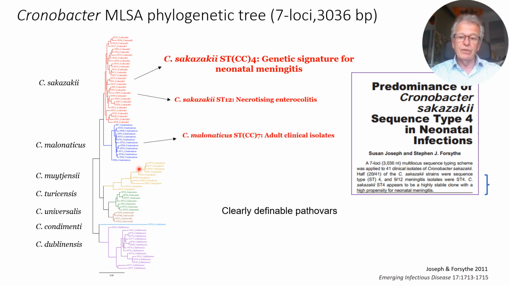The other pathovars are your sequence type 12, which we find more associated with necrotizing enterocolitis. With regard to adults, the Cronobacter malonaticus sequence type, or clonal complex 7, is the more important one.